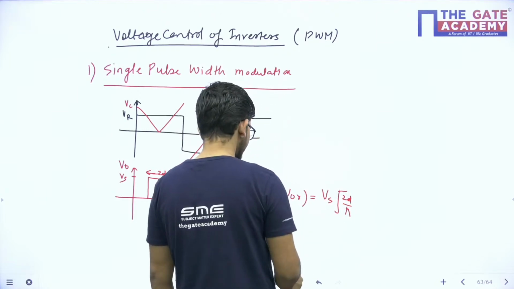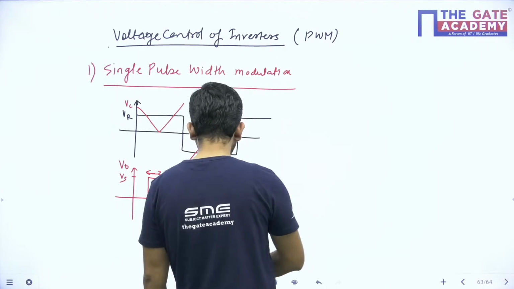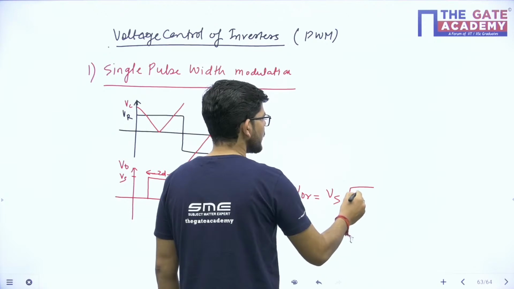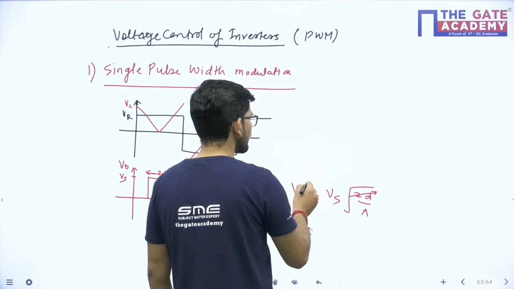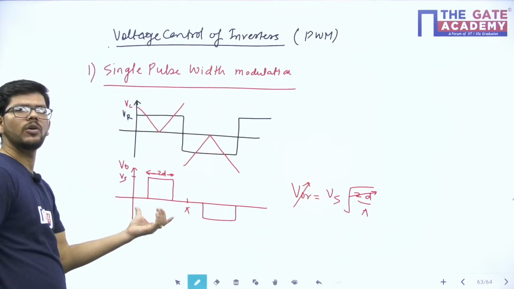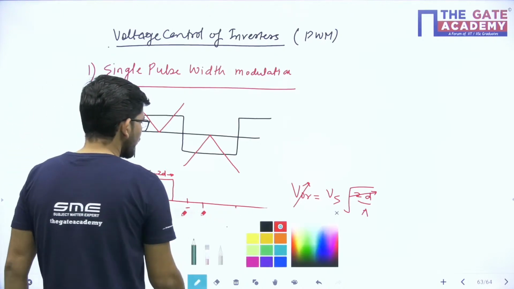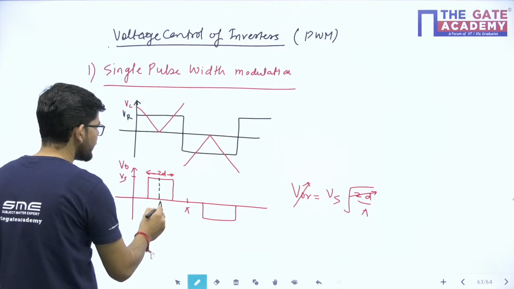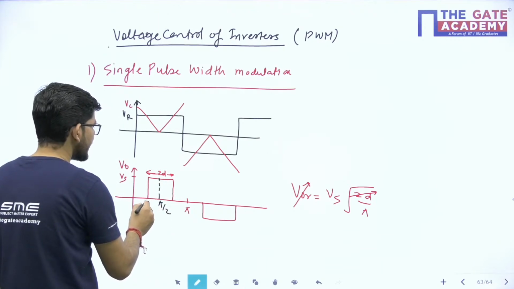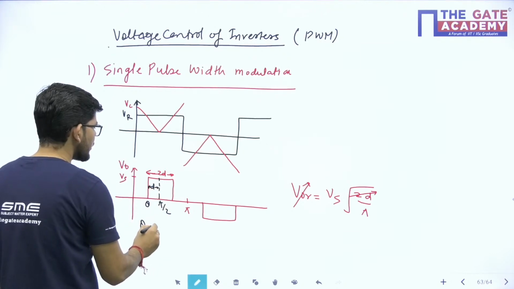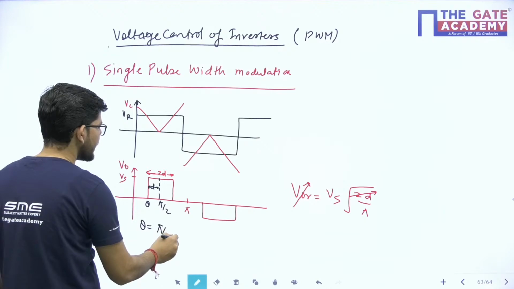Let me just elaborate it more. So V naught RMS that I have obtained is Vs under root 2D upon pi. Now if I vary this pulse, output voltage will also vary. Okay. Now what if I have to write the Fourier series for it? See, this is pi by 2, and suppose this angle is theta, then this length is D, so theta is basically pi by 2 minus D.